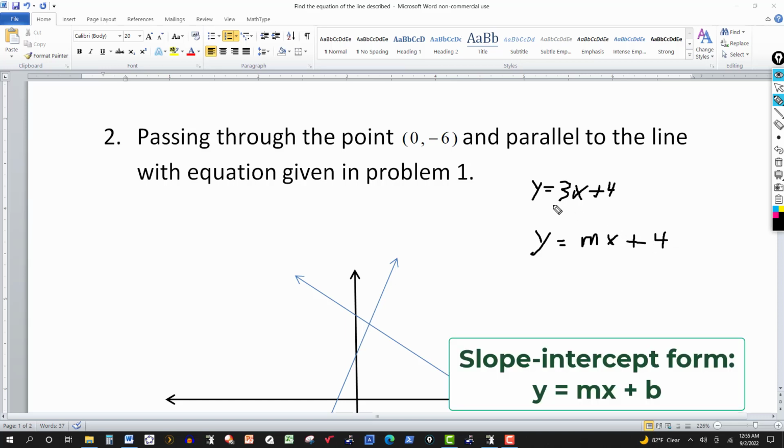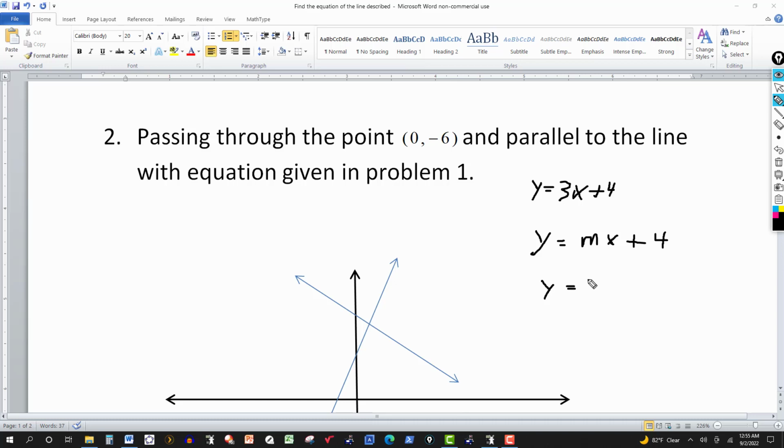Since it's parallel to the line in problem 1, it has to have the same slope. So the line that I want, I'll put it in slope-intercept form, has to have a slope of 3. For perpendicular, the slopes are negative reciprocals, but if it's parallel, the slope is the same. So y equals 3x, and then plus b. In this case, it passes through the point (0, -6), so b would be -6, so I could just put plus negative 6, or minus 6. y equals 3x minus 6. And that's the equation of the line for problem 2.